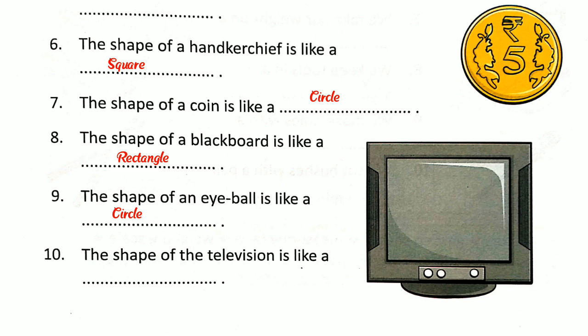The shape of a television. Here we can find a television. So the shape of a television is like a square. Very good students. The shape of a handkerchief is like a square. The shape of coins is like a circle. The shape of a blackboard is like a rectangle. The shape of an eyeball is like a circle. And the shape of a television is like a square.